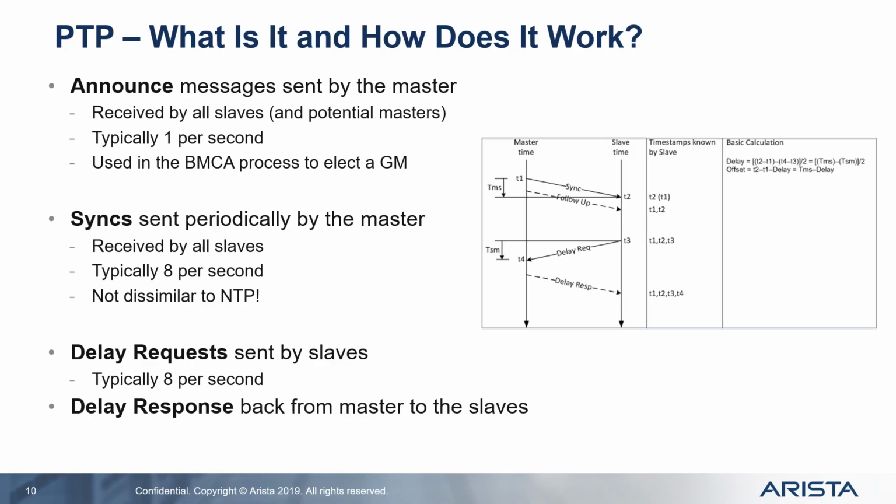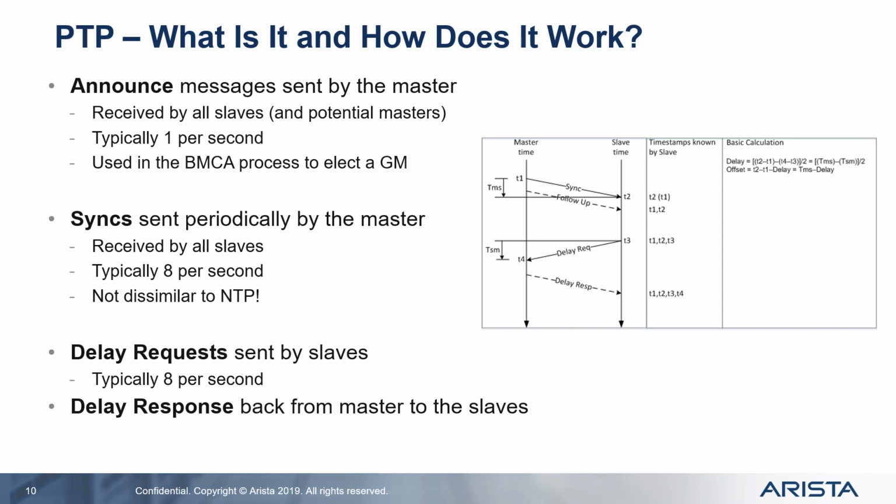This has all the attributes in there that are used to elect the best one. Then there are sync messages and possibly follow-up messages. These are what actually contain the time in the messages that go to the actual slave devices. And then there's delay requests, which are sent back from the slave to the grandmaster. And then there's a delay response, which is sent back from the master to that slave.